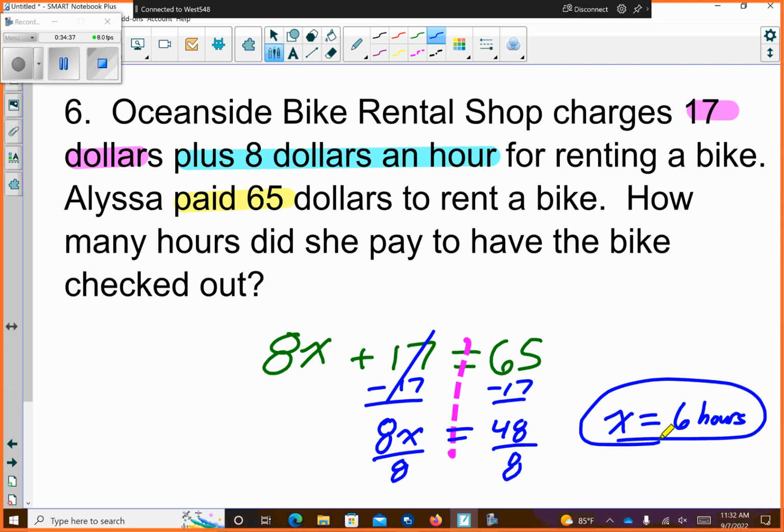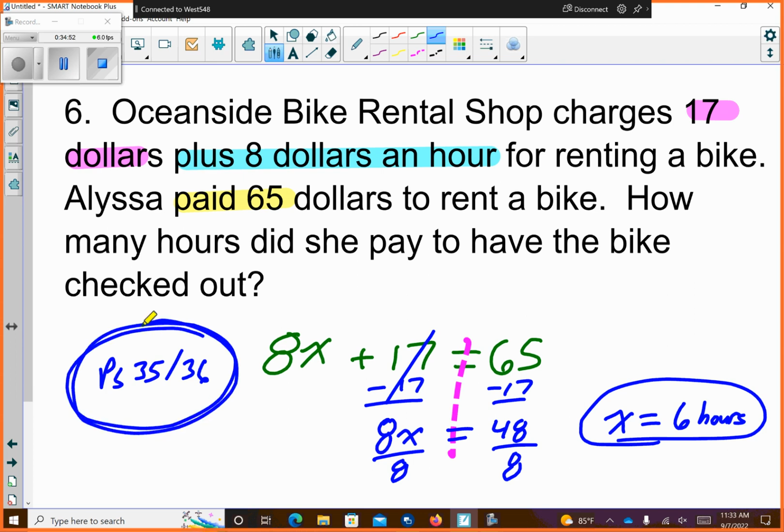All right, my friends, I would like for you to have page 35 and page 36 done. I did 3 of the 7 word problems. Okay, but give it a try. Give it an honest attempt. Make us proud.